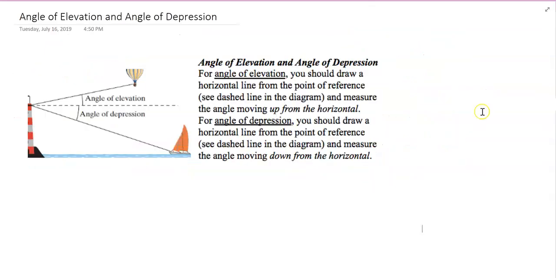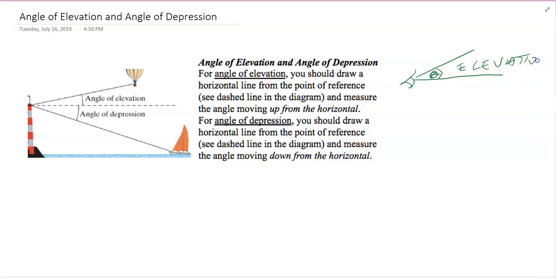Let's talk a bit about angle of elevation and depression. With an angle of elevation, what we want to do is draw a horizontal line. Elevation is always looking upwards. So that's your angle of elevation right here. Theta is the angle of elevation.